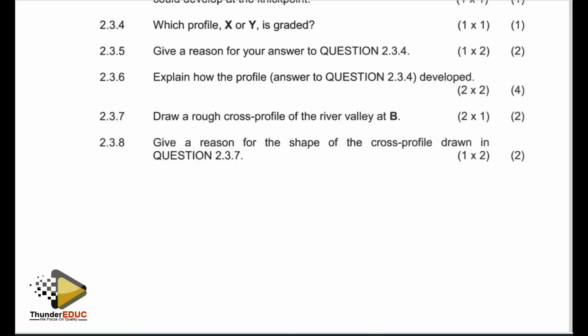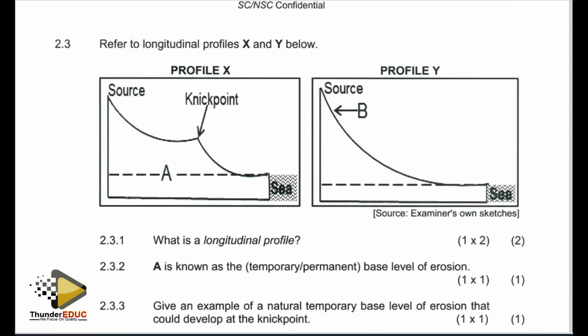Then number 2.3.7, draw a rough cross profile of the river valley at B. Right, if you check point B here, we are very close to the source. We are still in the youthful stage of the river. If you are drawing the cross profile, you should ensure that your drawing resembles a simple drawing which might be relevant. Right, we are saying the river will have a profile something like this.